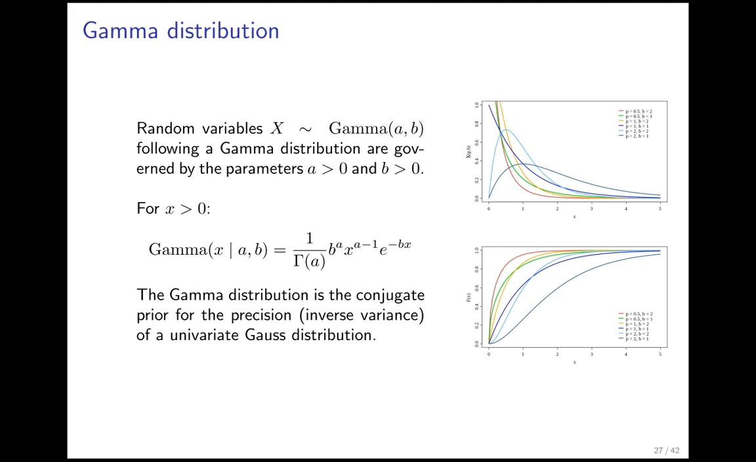One more distribution for now, namely the gamma distribution. The gamma distribution is used in a similar setting as the beta distribution, namely to model the parameter of another distribution. In this case, it's the precision, which is the inverse variance of a Gaussian distribution. Now, the gamma distribution also has two parameters, a and b, and it's defined for x's greater than 0. And again, we have this gamma function in the PDF, which is the generalization of the factorial function.